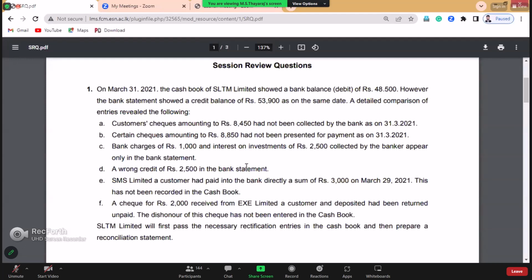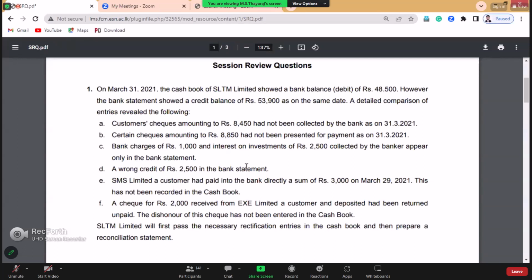We receive some checks, we enter them into the cash book and send them to the bank, but the bank does not consider them. Sometimes that amount is not realized by the bank. So unpresented checks, unrealized checks, and also bank errors. If any errors are made by the bank, those should be considered in the bank reconciliation statement. So you know everything, but you will do this question, and you have to understand the facts.